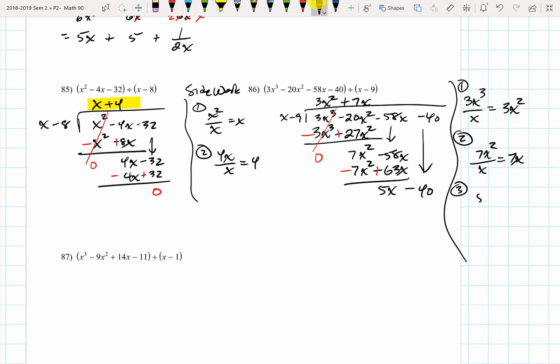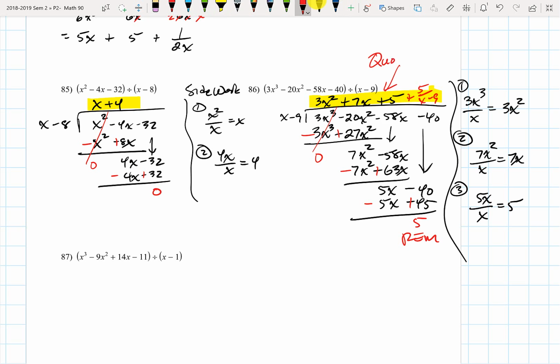And then step 3, first term divided by first term gives you 5. And then 5 times x is 5x. 5 times negative 9 is negative 45. And then add the opposite, or change both the signs and add. And you get remainder 5. So the remainder 5 here is called a remainder. And so what we do is we go plus 5 divided by x minus 9. And that entire thing is the answer up here. It's called the quotient. There's your result. It's the answer to the problem, guys. That's what it means.